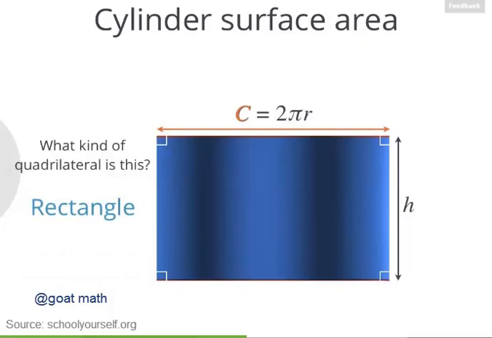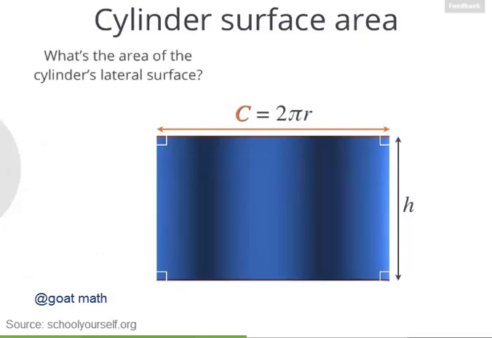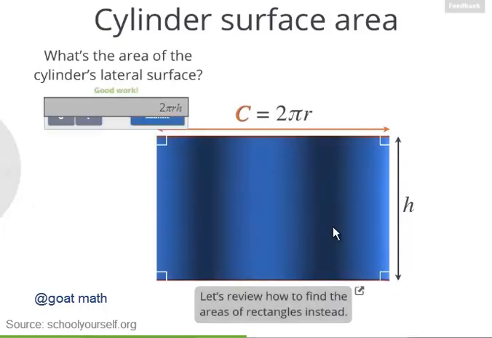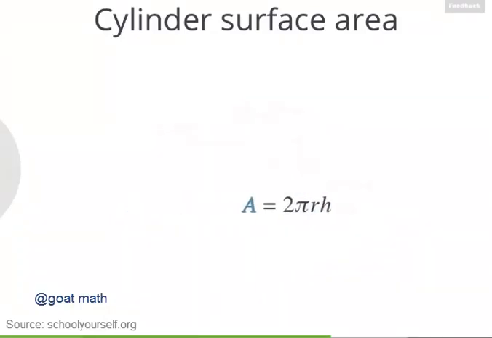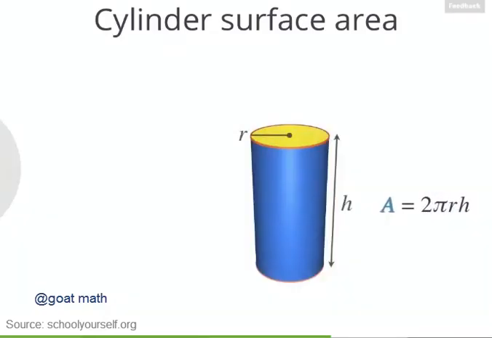So in terms of r and h, what's the area of the lateral surface? That is, what's the area of this rectangle? If you're not sure, click here to review. Excellent work. The area of this rectangle is its length, 2 pi r, times its width, h. So that means that the area of our cylinder's lateral surface is 2 pi r h.